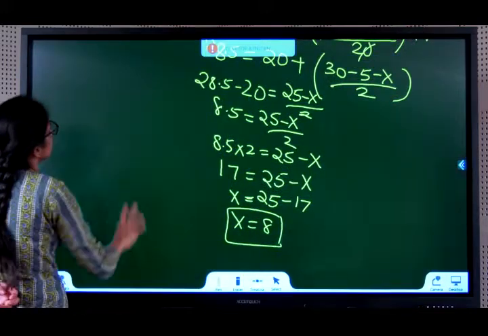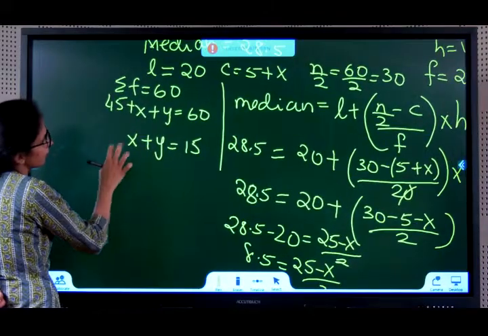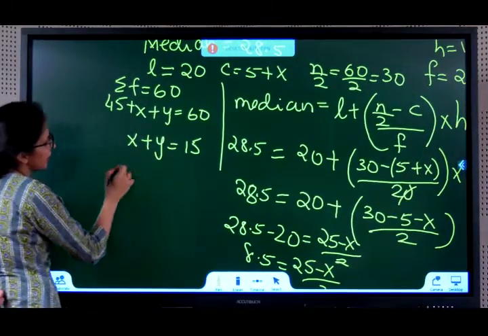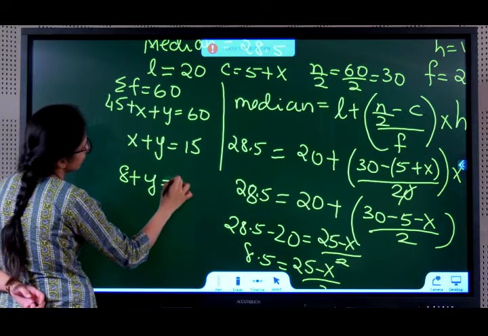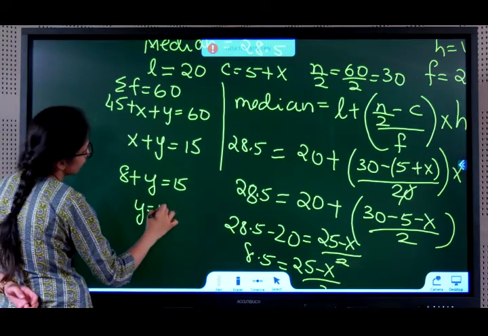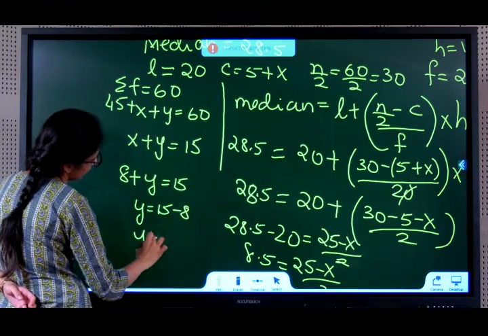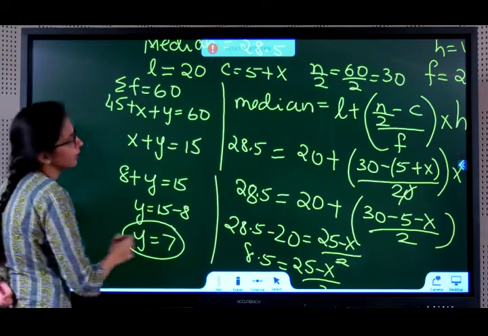Once you know x value, the other equation here we had is summation f is equal to 60. We got this. X is 8. 8 plus y is 15. Y is equal to 15 minus 8. Y is equal to 7. So we got both x and y.